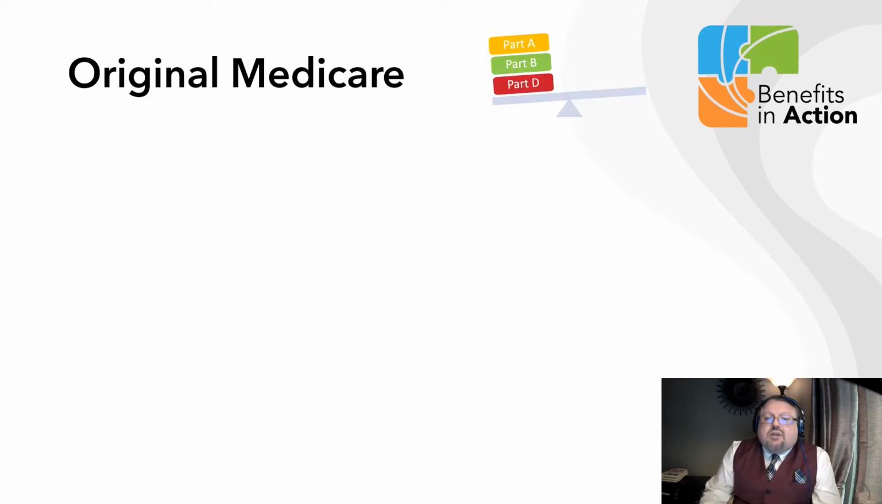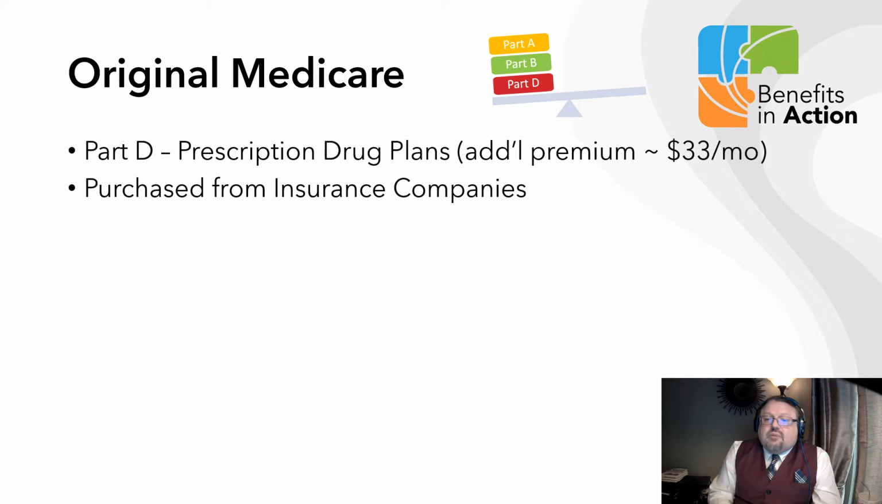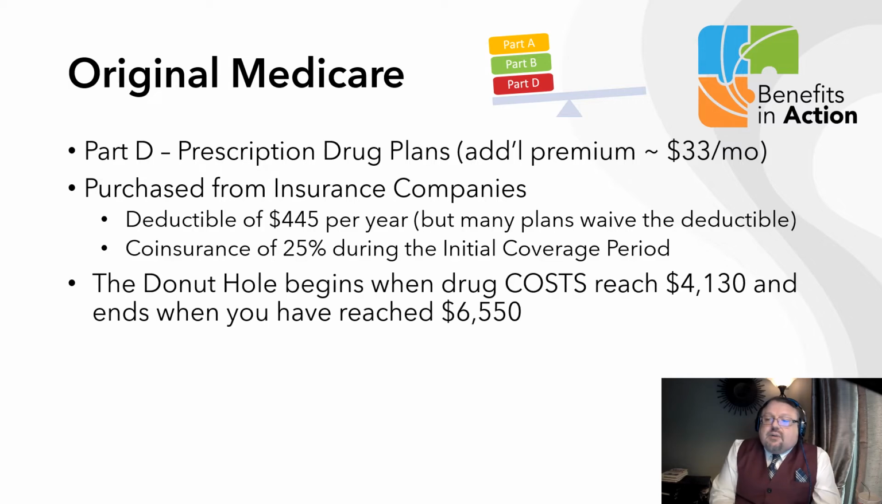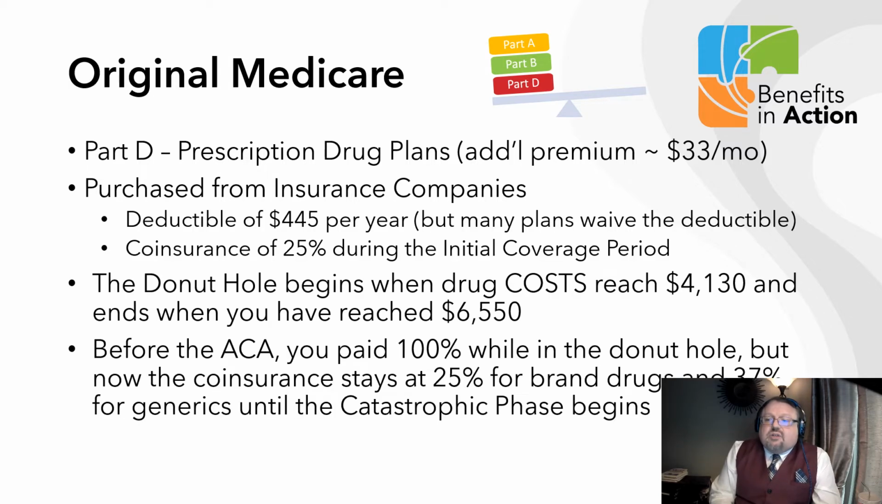Original Medicare also includes Part D for your prescription drugs. Part D plans are purchased directly from insurance companies with an annual premium that averages about $33 a month this year. The deductible is established at $445 per year, but can be waived by the insurance company should they choose to do so. The coinsurance rate for the initial coverage period is 25%. So you'll still pay 25% of your medication costs for the initial coverage period.